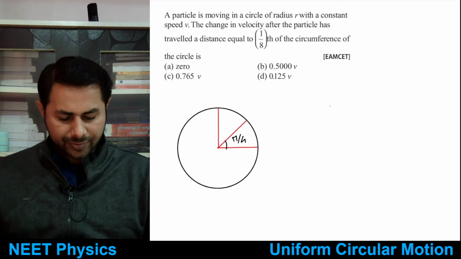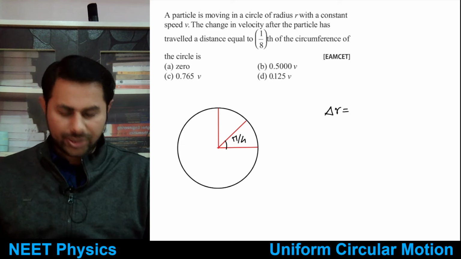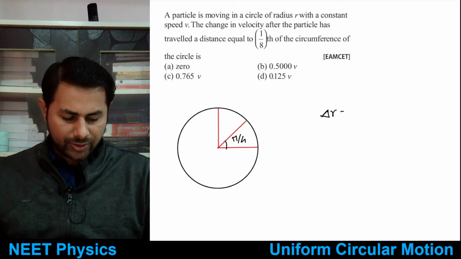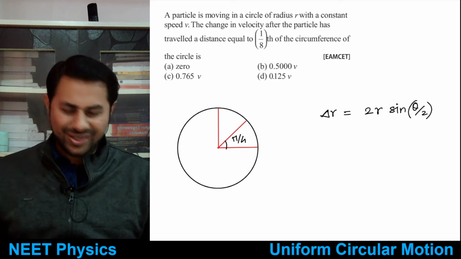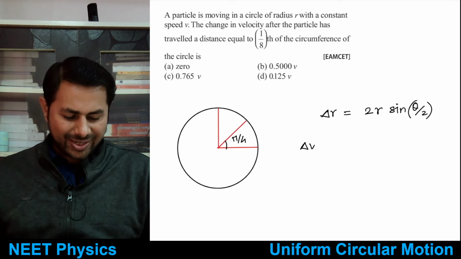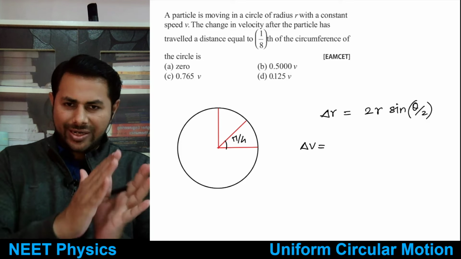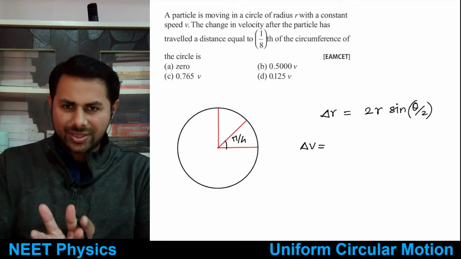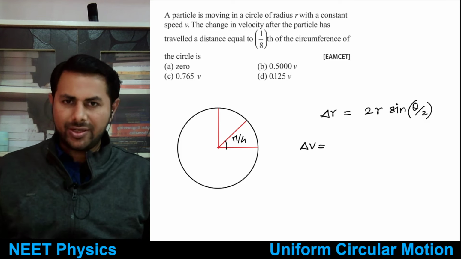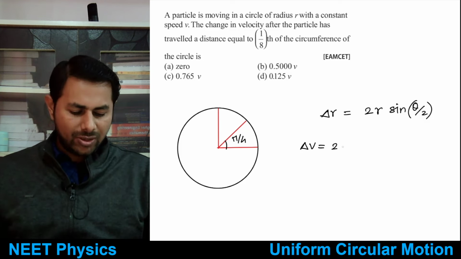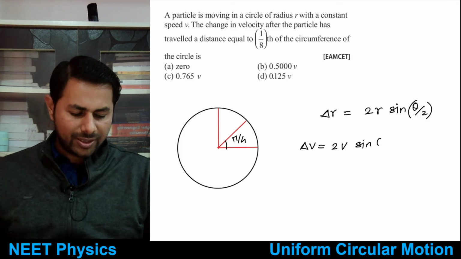Okay, see, you have this relation. If you remember, we just saw it. Delta r is equal to what? 2 times r multiplied by sine of theta by 2. We have this relation, right? So then what will be delta v? We saw one radius triangle and one velocity triangle. They are similar to each other. So delta v in similar fashion can be written as 2 times v sine of theta by 2.